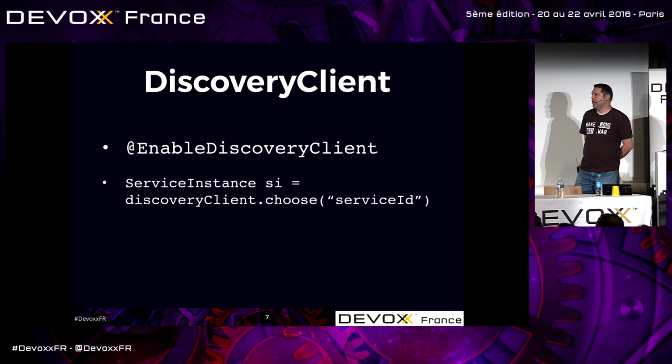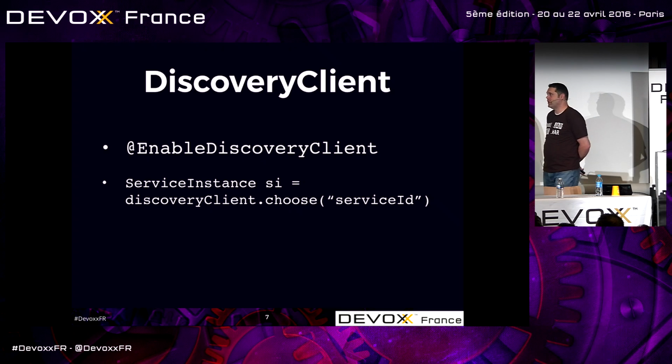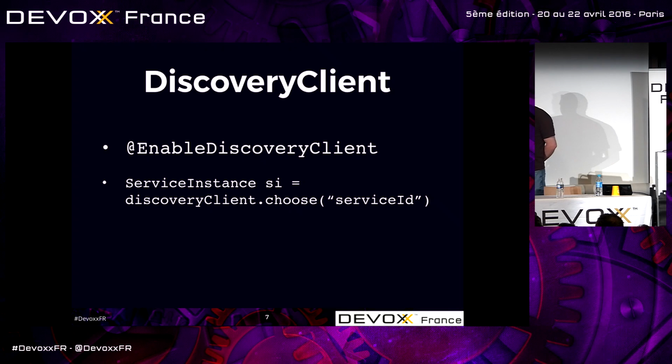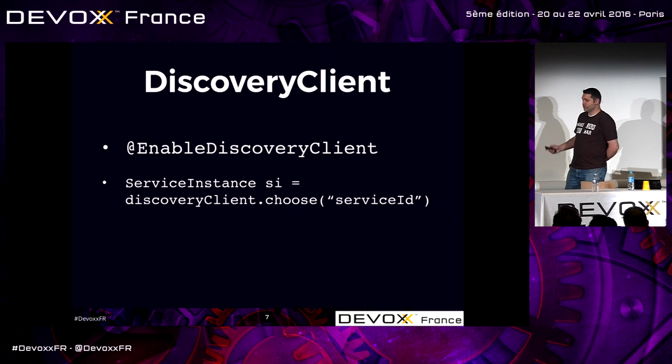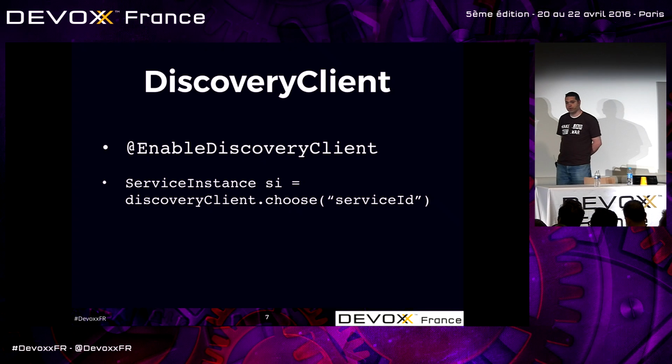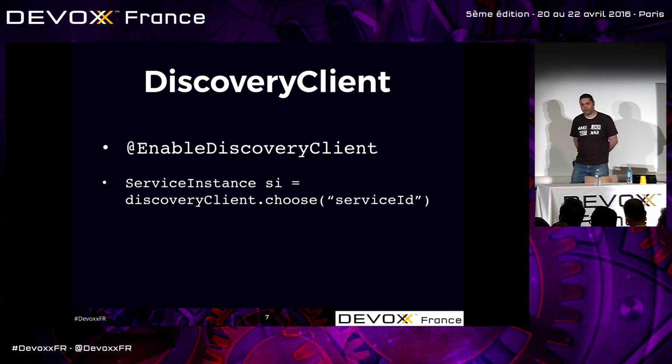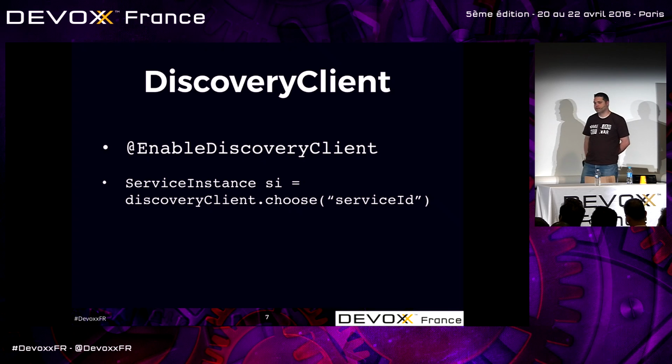To ask about a particular service, we have a DiscoveryClient interface, and one of the methods is simply called choose, and you give it the logical service ID that the other service registered with. You don't have to know the host and the port. You just say, hey, give me a user service or an account service, right? And it will hand you back a service instance, and this service instance has a few fields.